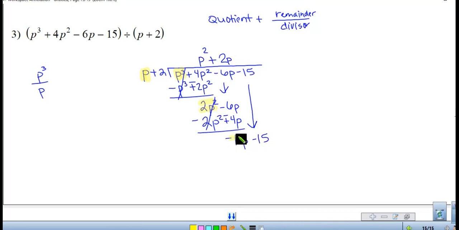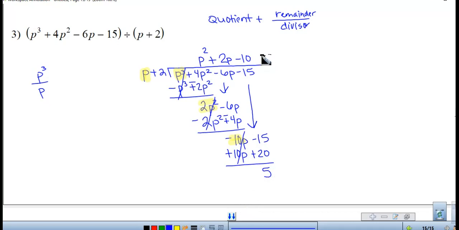Final step. Focus only on the first terms. P divides into negative 10p, negative 10 times. Negative 10 times both terms is negative 10p minus 20. Draw your line, change both signs. First term cancels out, and you're left with a remainder of 5.